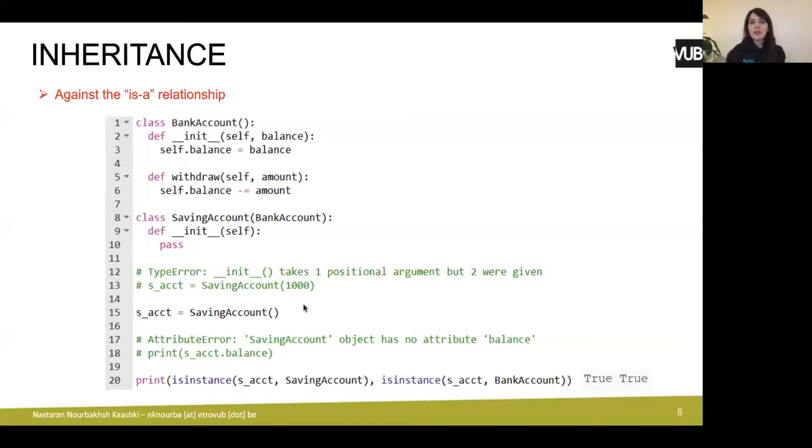But as you just saw, saving account in fact is not exactly the bank account. It doesn't have the same functionality. It doesn't have all the functionalities that bank account has. It doesn't have all members. It doesn't have the instance variables that bank account has. It doesn't have the self.balance. So this is not good. And the solution is that if you want to have your own constructor in the derived class, you should call the constructor of the parent inside your constructor here.